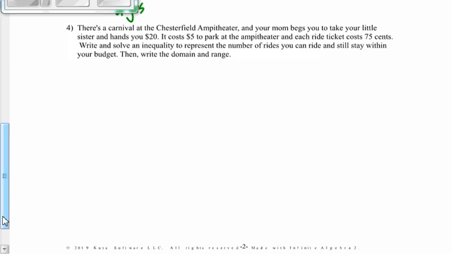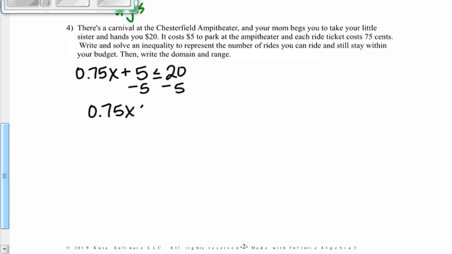So we have $5 that you're going to have to spend no matter what. But there's a variable here, and that's the number of rides that you could ride. So the $5, plus the cost of the rides, has to be less than or equal to the $20 that your mom gave you. You're not trying to spend your own money on your sister, I'm sure. So we're going to start by solving this inequality, going through these steps that we've gone through before.